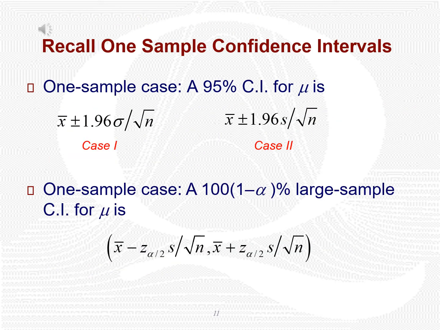Recall the one sample confidence intervals? Here are the one sample 95% confidence intervals for case 1 and case 2 that we saw before, along with the more general case 2 formula. Let's see if we can extend this idea to the two sample situation.